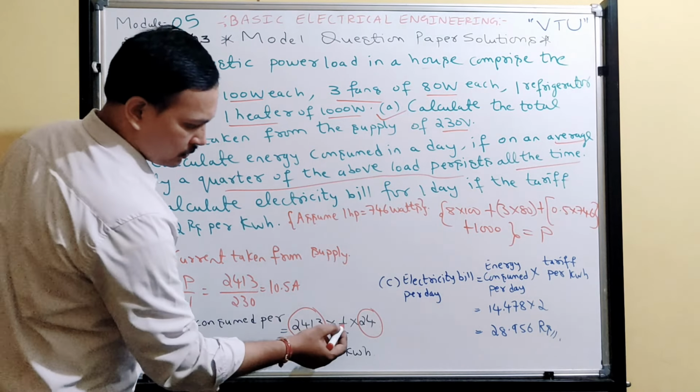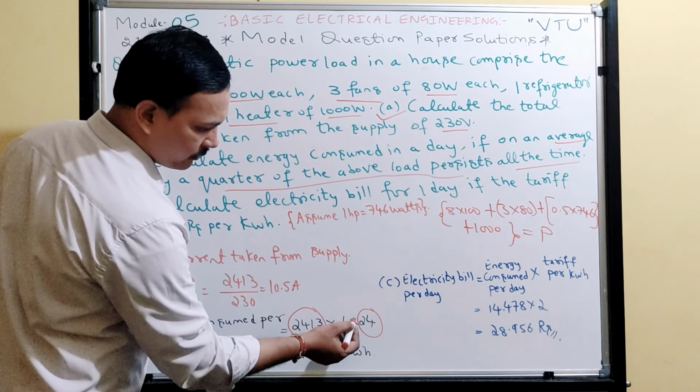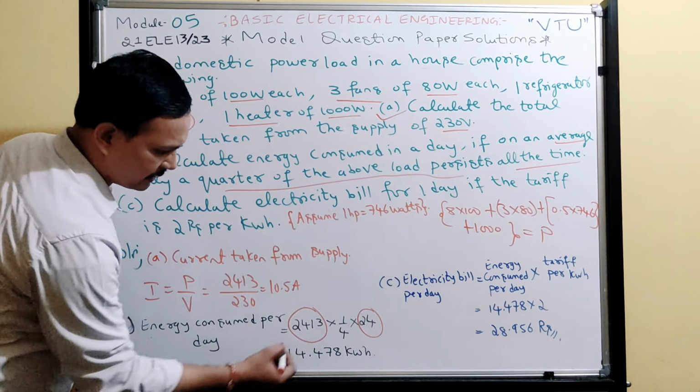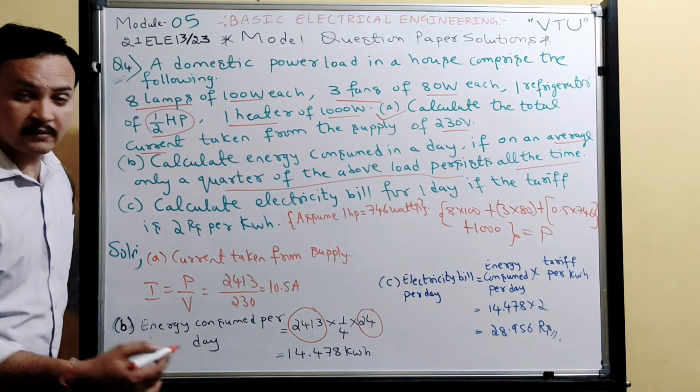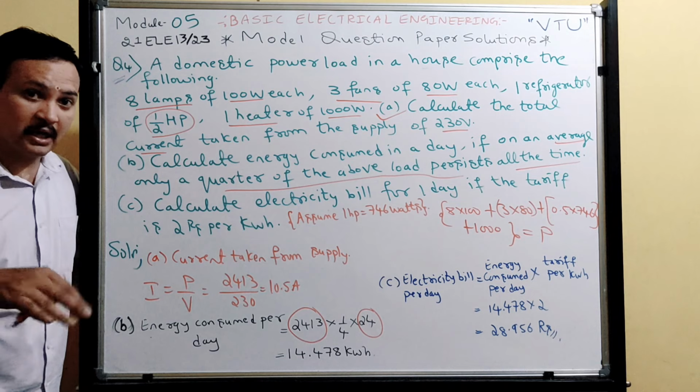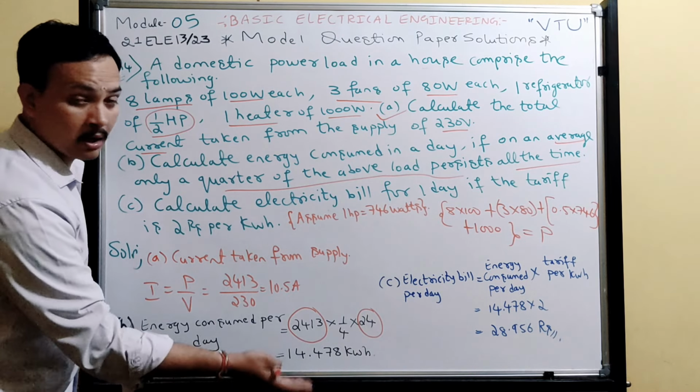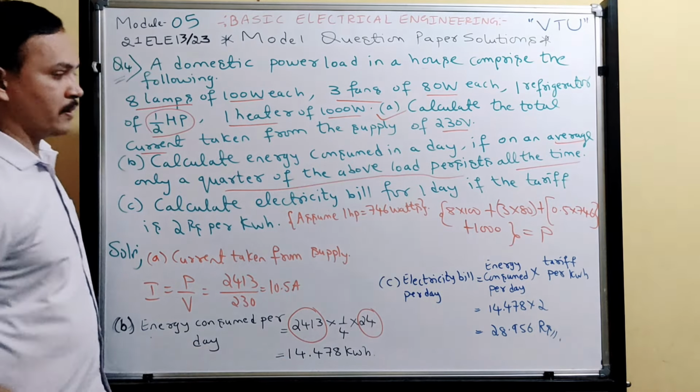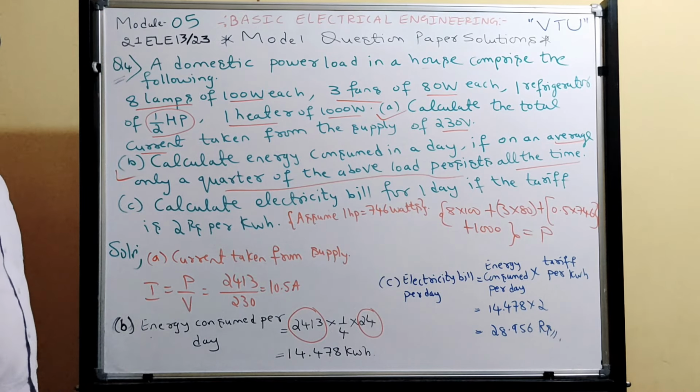So 1/4 into 24, multiply that and you will get 14,478 watt hour. I converted that into kilowatt hour: 14.478 kilowatt hour. That is the solution for the second question.